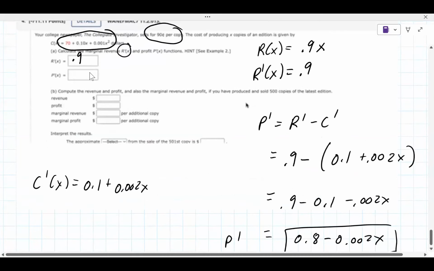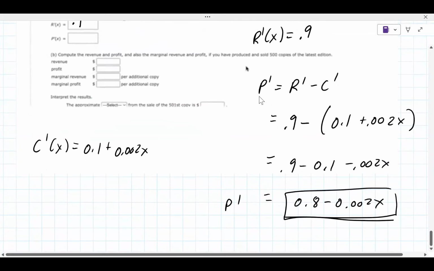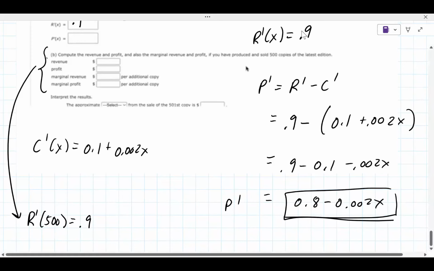Okay, that's that second box there. Now they're saying compute the marginal revenue, profit, and so on for 500 copies of the latest edition. So marginal revenue, this B grouping down here. R prime of 500 means you're putting 500 into this function, which up here is 0.9, but because there's no X, there's nothing to do. So it's just 0.9.